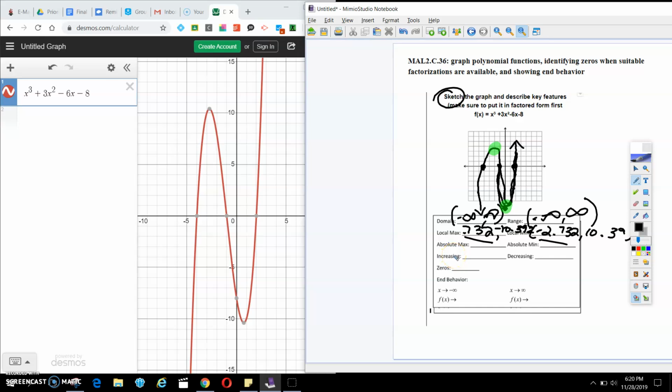For increasing, I'm going to talk about that in my next video. Zeros, that's where it crosses the x-axis. That's going to be at negative 4, negative 1, and positive 2. Again, I'll talk about increasing, decreasing, and end behavior in the next one.